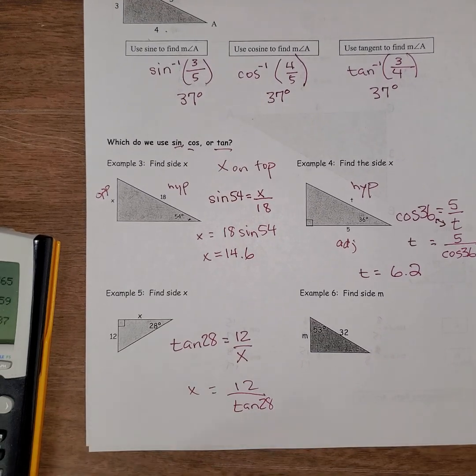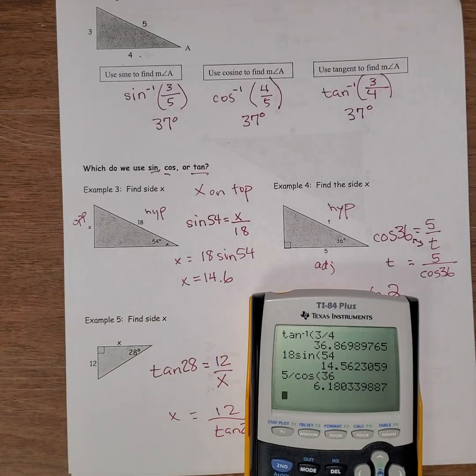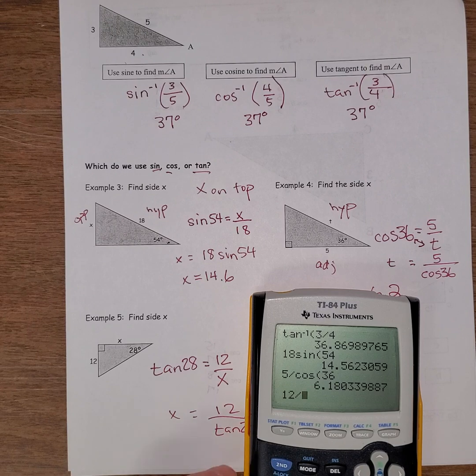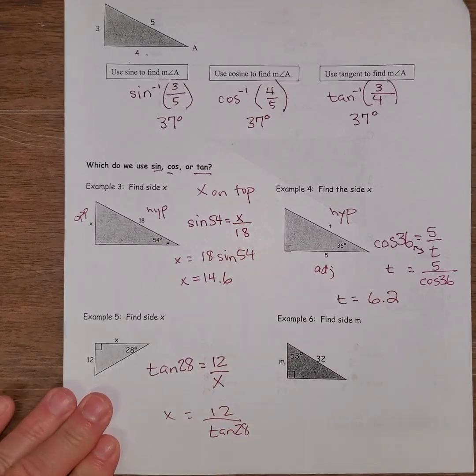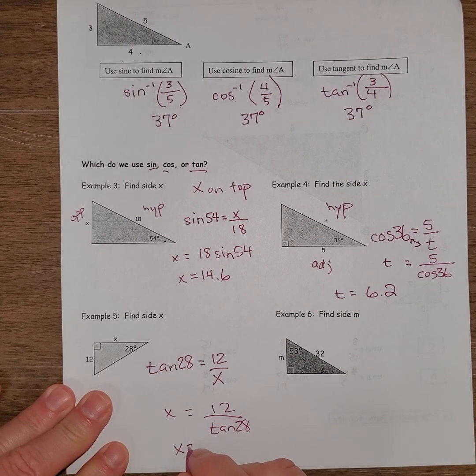So you would say 12 divided by tan of 28, and you would get 22.6. So x in this case is 22.6.